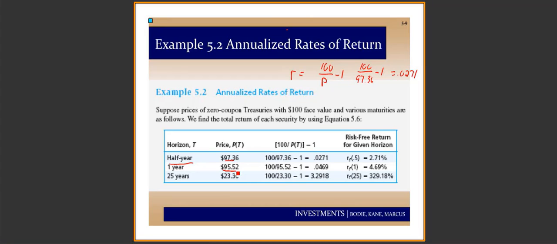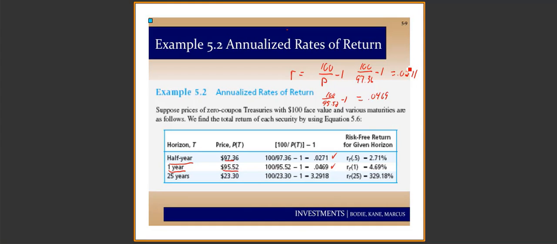Let's take the next one. It's a 1-year horizon. So if we take $100 divided by the price, which is $95.52, and subtract 1, you see on our table here, we're going to get 0.0469. So 4.69% really is that rate. Because this is 1 year, that's equivalent to a 4.69% annual rate. So far, so good, I hope. Now I'm going to skip that last one for just a moment.